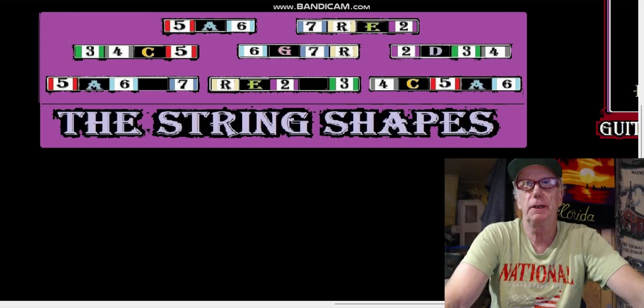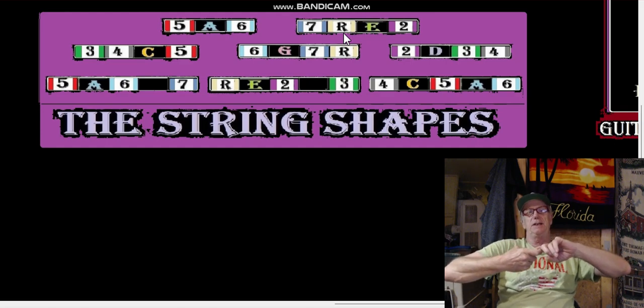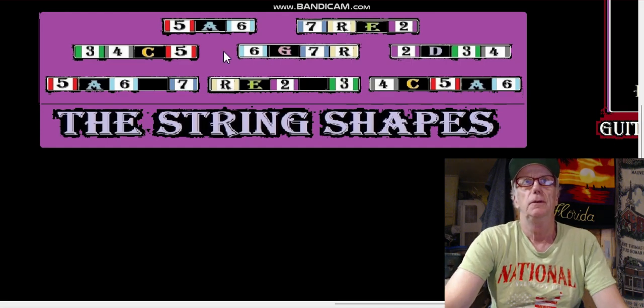Okay, so we're looking at the string shapes. This is them. You can link them together and make cello string shapes. You can link them together and make cage string shapes. The long string shapes are on the bottom.